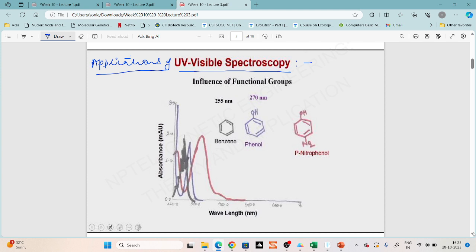The core structure, benzene, is the same. Here also the core structure is the same. The core structure is the same in all the three structures, but the functional groups are different. Here there is no functional group. Here there is functional group OH. Here there is OH and nitrogen attached at the para position. So this is just phenol, this is paranitrophenol. And the difference of these functional groups is changing the infrared spectrum.